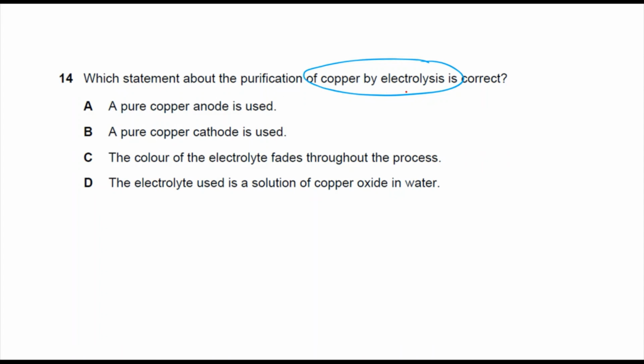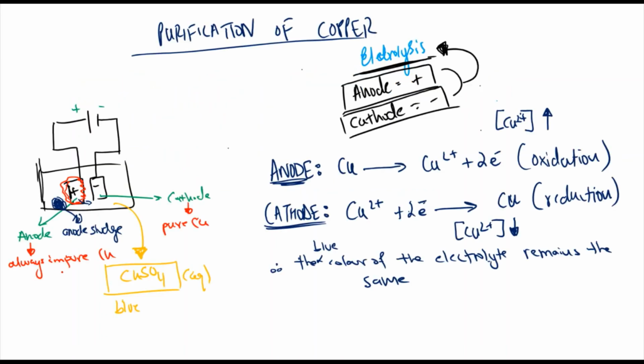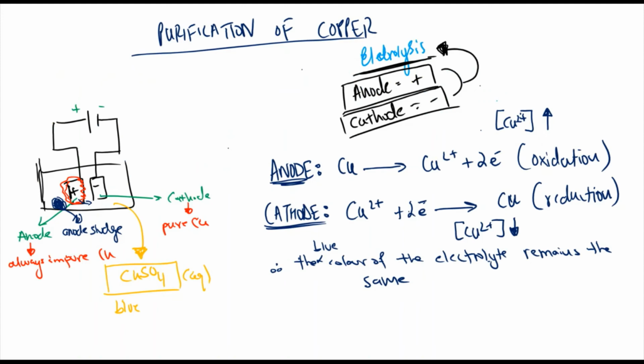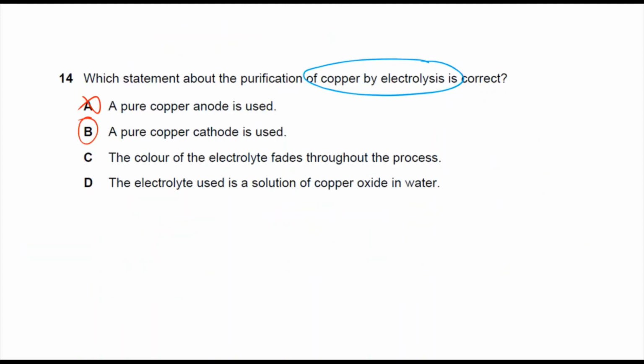Which statement about purification of copper by electrolysis is correct? A, a pure copper anode is used. Is it? No, I said at the anode we always use the impure copper. तो इस वजह से A is wrong. B, a pure copper cathode is used. Yes, I told you that the cathode is always the pure copper. जो हम electrode 1 use करते हैं, तो B is the answer.